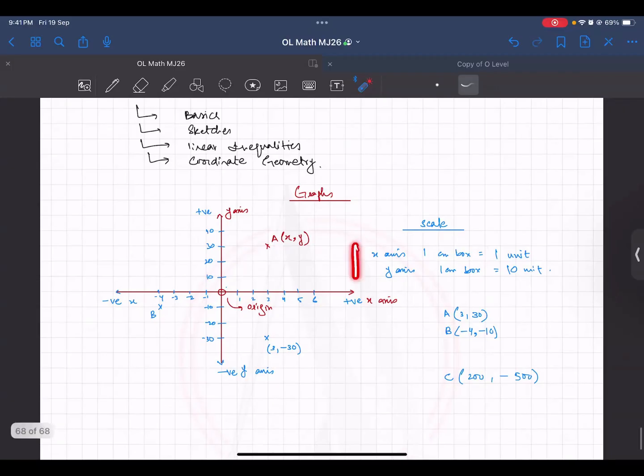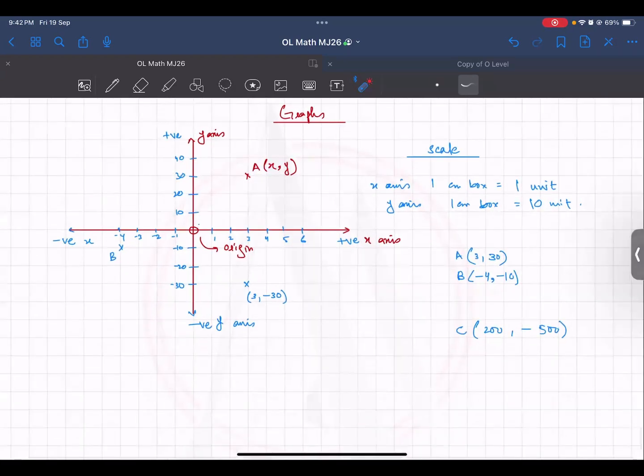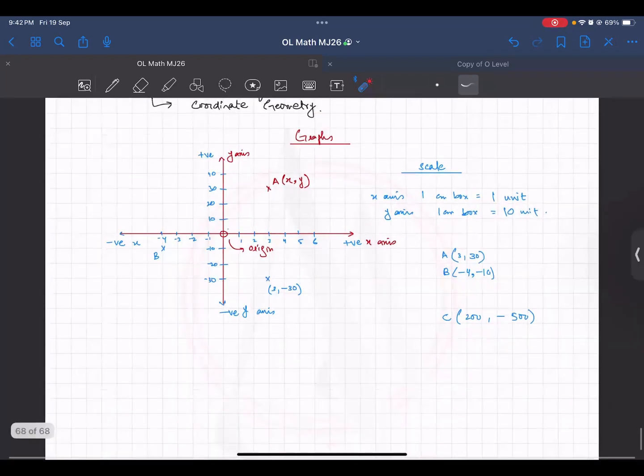So you have to understand the scaling. According to the situation, you choose the scaling. Otherwise, the question will also give you the scale. If they have not given you, then you have to choose the scale very logically, so that all of the values that you want to plot can be sketched properly and accommodated on the same single sheet. You will do some questions, you will get a better idea.